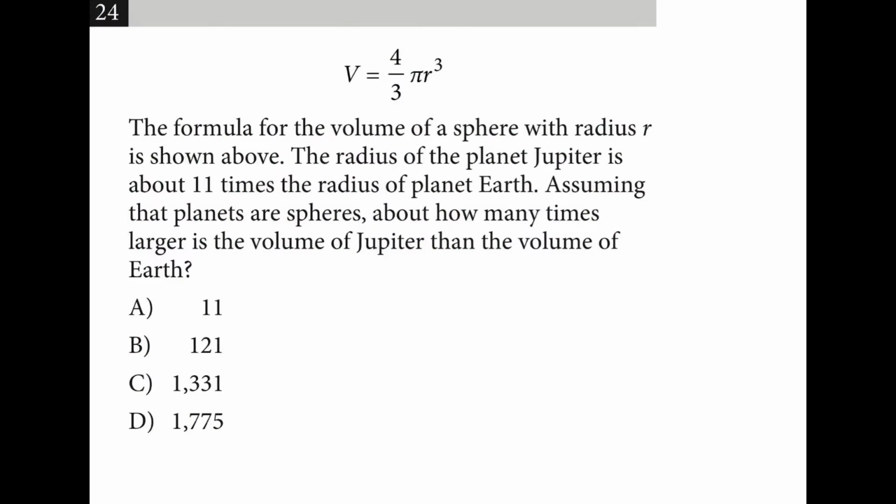They give you the formula for the volume of a sphere, and we're comparing two spheres, planet Jupiter and planet Earth. And planet Jupiter has a radius that is 11 times bigger. So when we plug that into the formula, that's going to come out as 11 cubed. 11 cubed is 1,331.